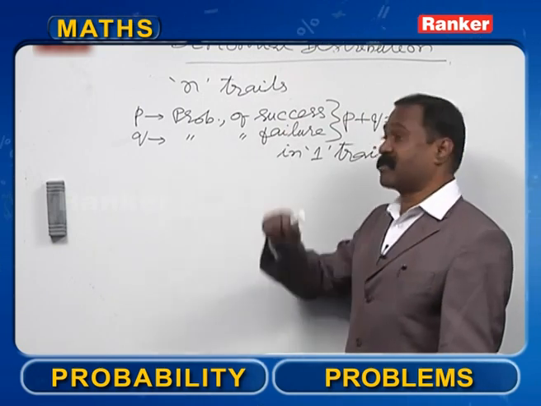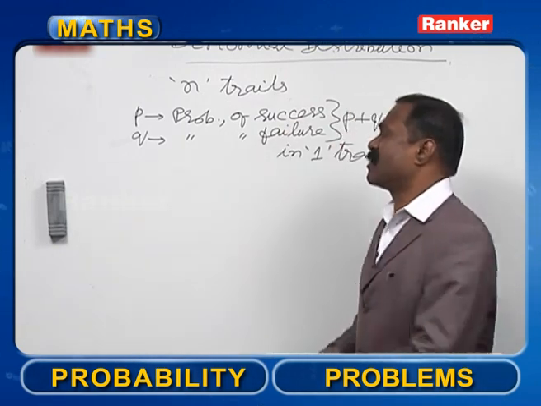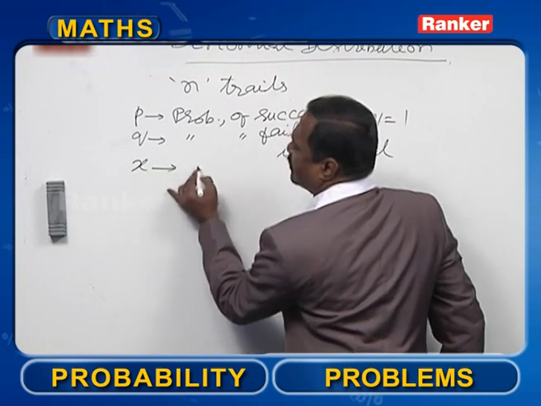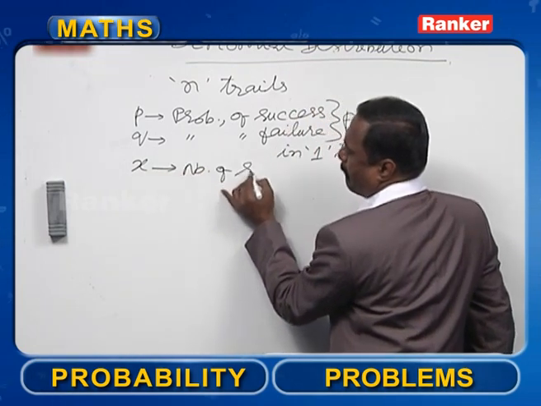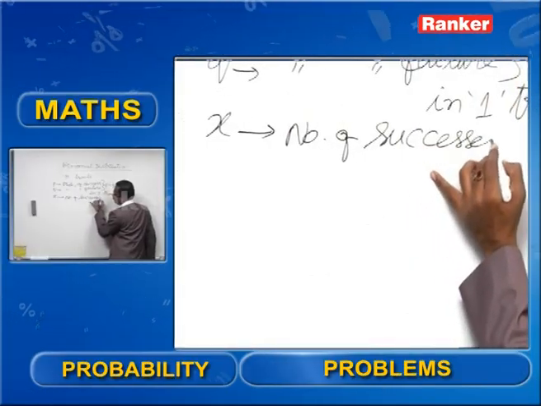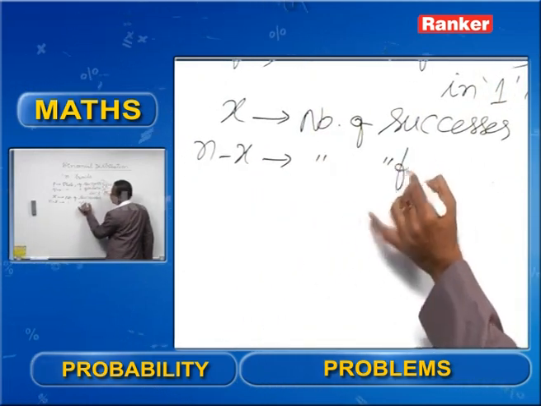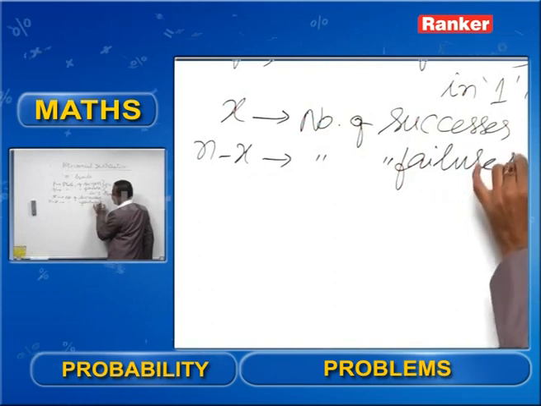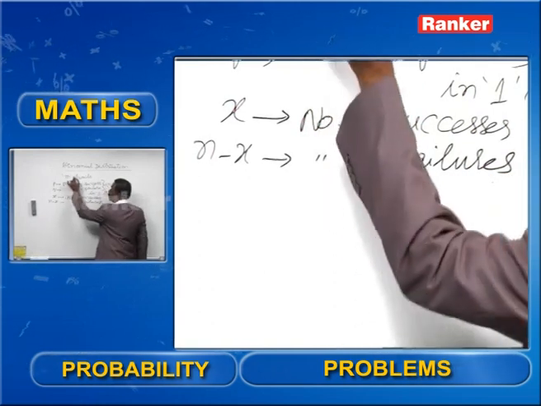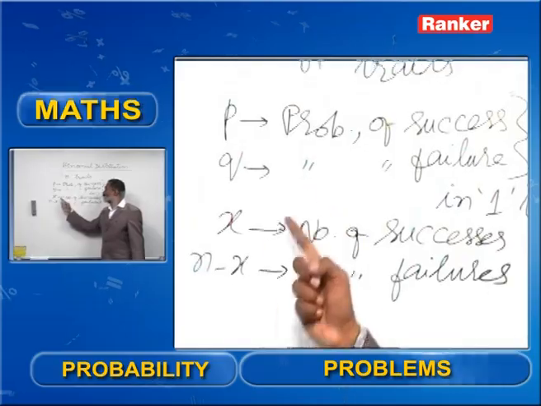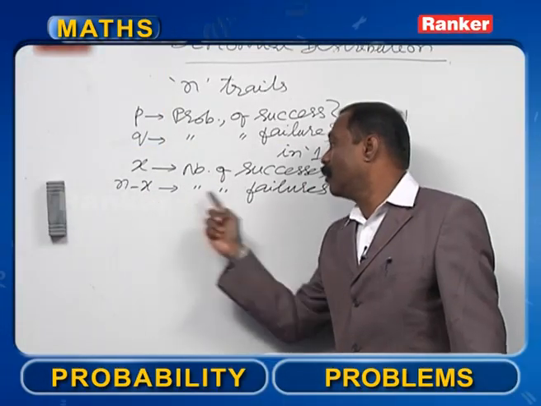So what I'm doing now, I'm interested in the number of successes. How many successes? Let me say I have got X number of successes. And obviously n minus x failures will be there. Why? Because the total number of trials is n, the number of successes is x, and the remaining are failures.